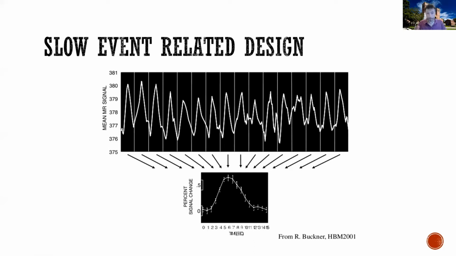Now, this is already one reason why you would want to use a slow event-related design. It allows you to look at single responses and to average individual responses, as opposed to just seeing the cumulative effect of a block of trials. If you block trials, you can't look at individual trials within each block.